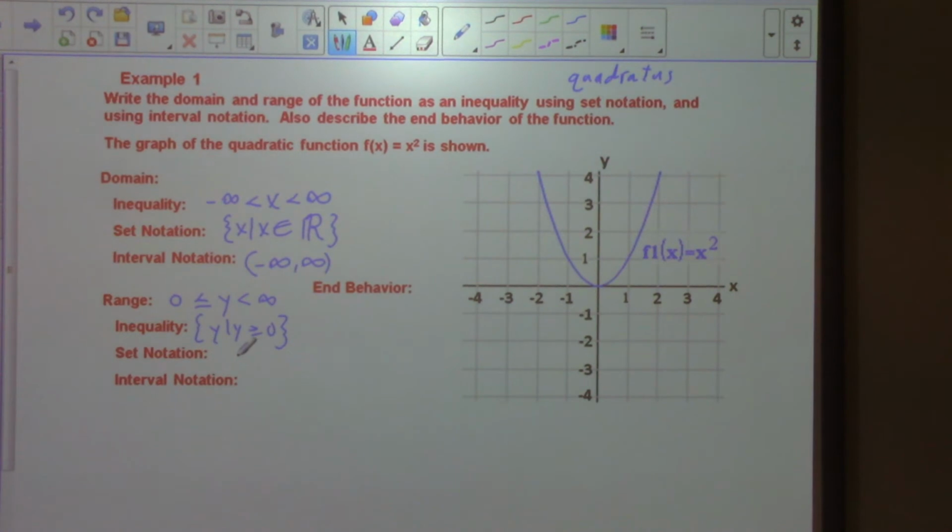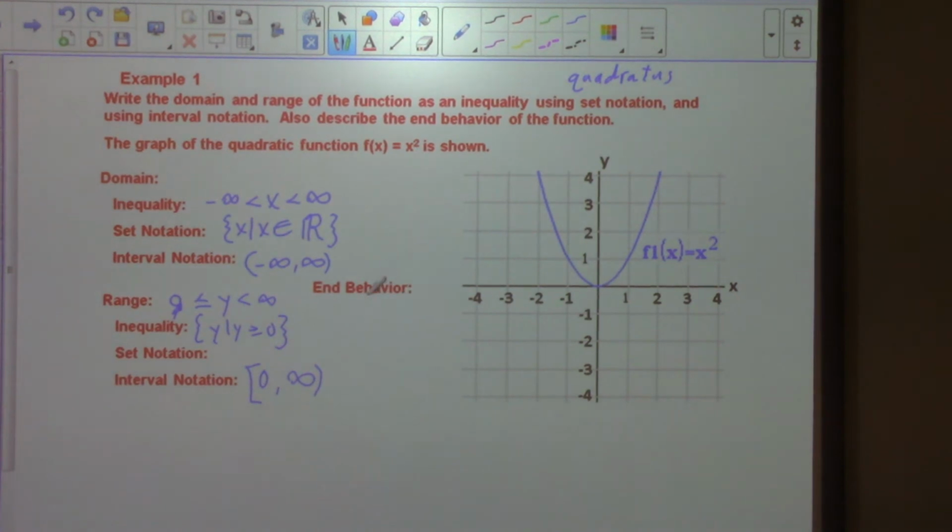And then, so that's inequality notation here. This is set notation. And what is our interval notation? Is this our interval notation? Didn't you put the brackets? Okay, yeah, thank you, Jaden. Okay, Jaden caught my mistake. Good job. Yes. Sometimes I do that deliberately, sometimes not.